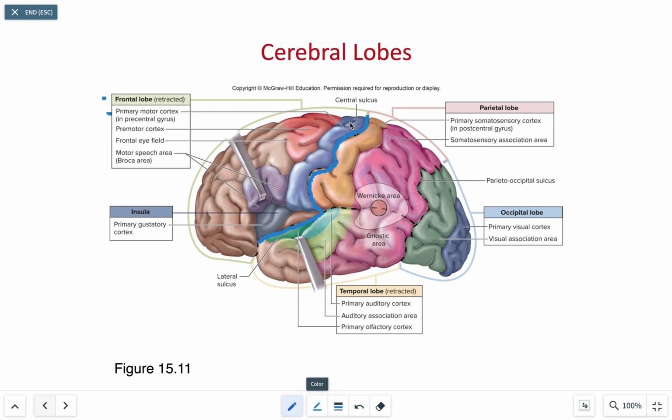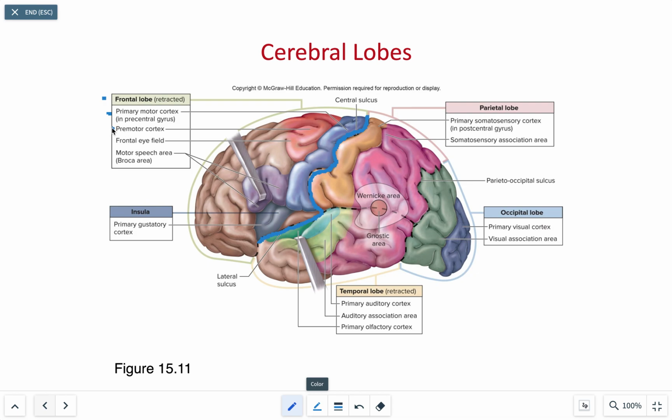But the primary motor cortex, this blue region, is within this precentral gyrus of the frontal lobe, and these neurons control the voluntary skeletal muscle activity. So the axons are going to project laterally, basically meaning that the left brain will control the right side of the body.